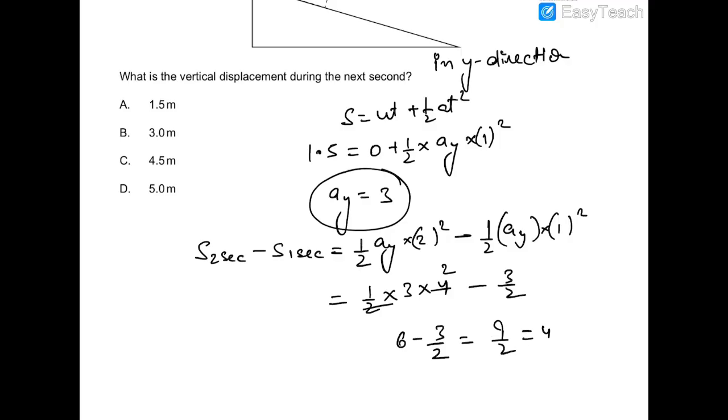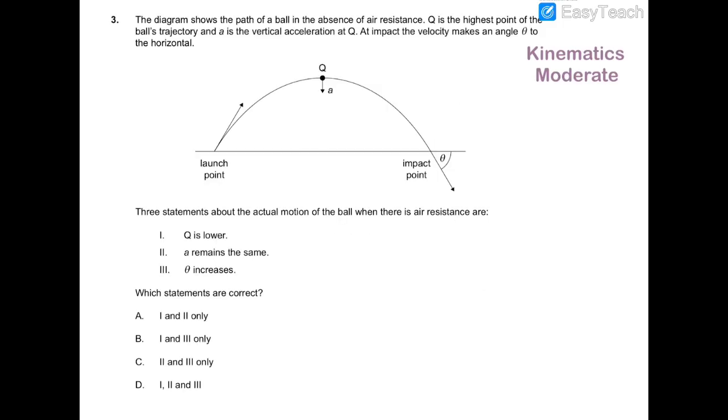So it is 4.5 meters. So the correct answer will be option C. Now let us move on to the next question.